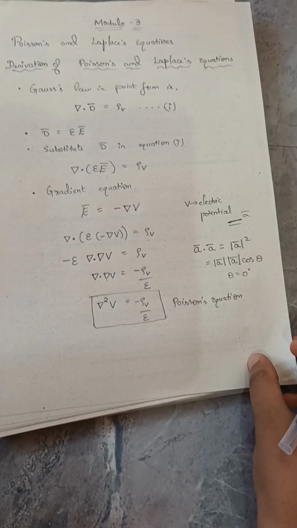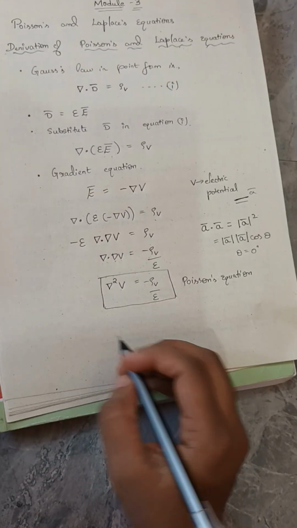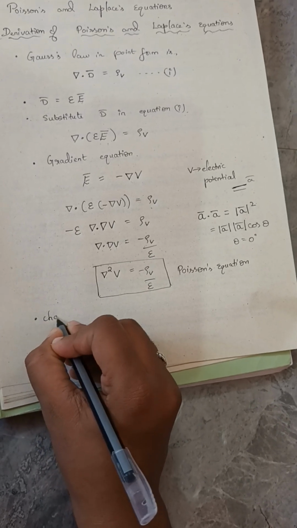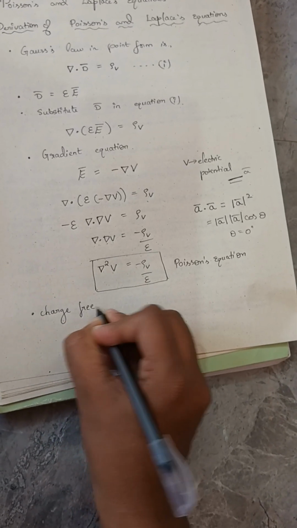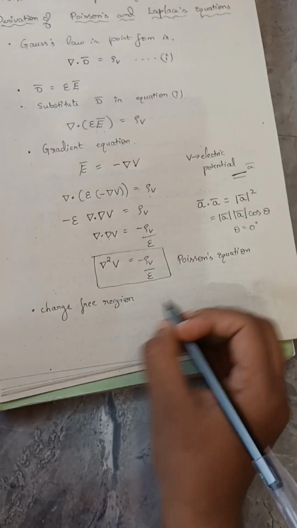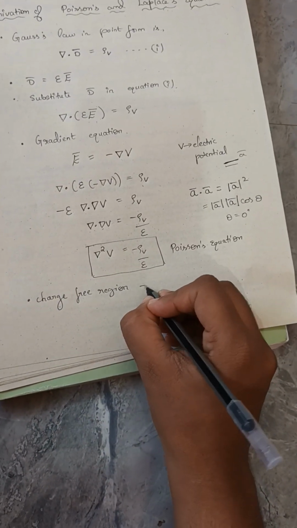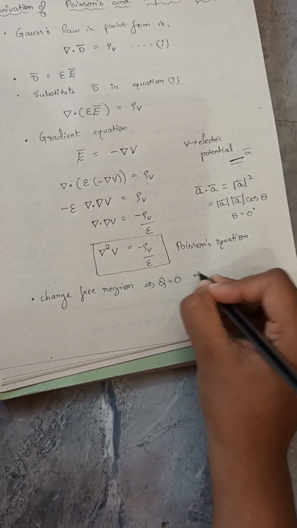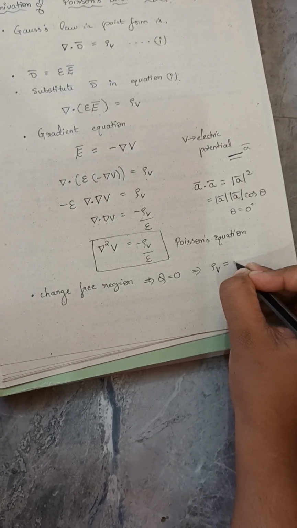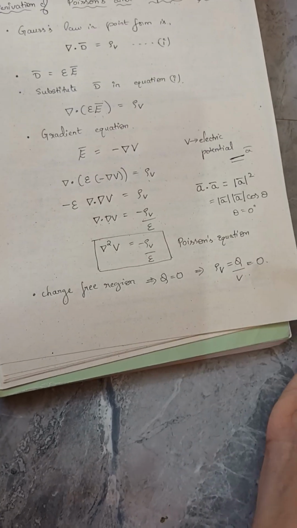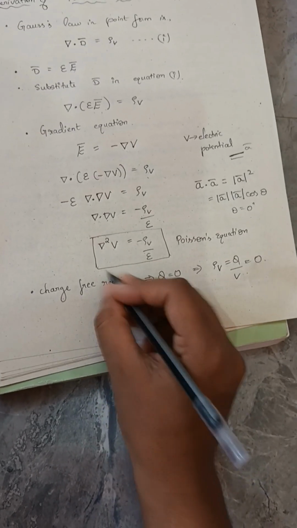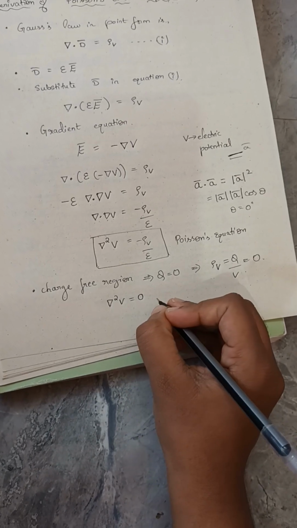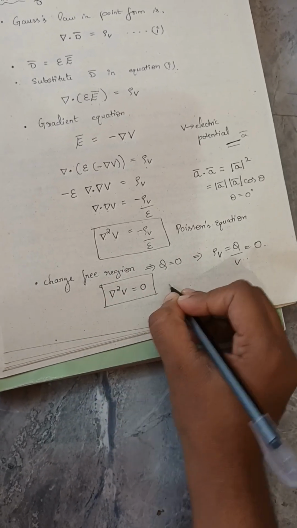Now in the same derivation, in the next step, if I assume a certain region where there is no charge inside, a charge-free region, then the charge inside this region is 0. If the charge is 0, then the volume charge density, which is Q by volume, is also 0. So what happens to Poisson's equation? It becomes del square V equal to 0, and this equation is called the Laplace equation.